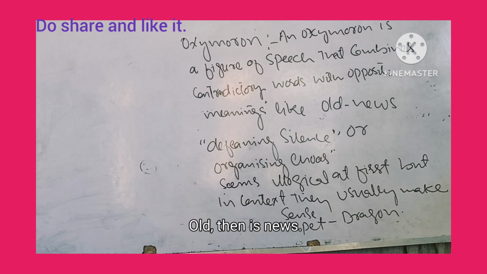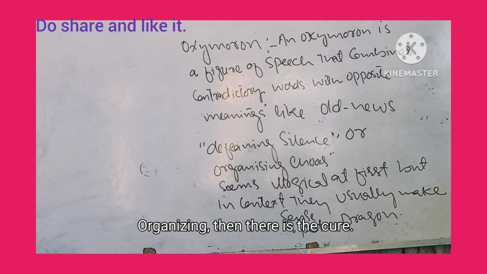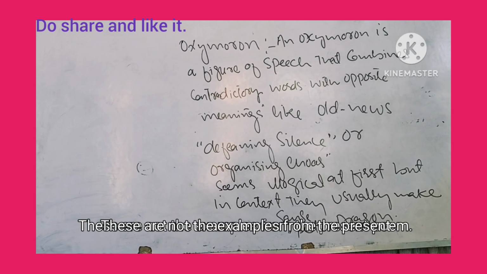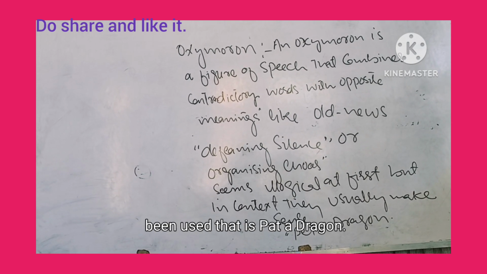These are not the examples from the present poem. Actually, the example of oxymoron that has been used is pet dragon. A dragon is impossible to keep as a pet, yet that is what she rears.